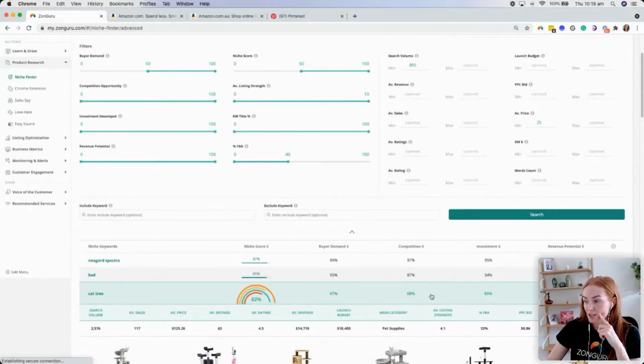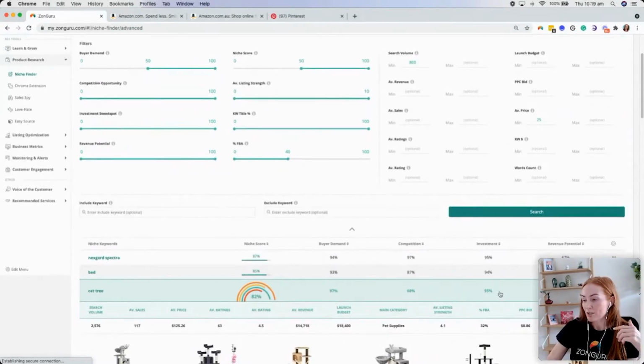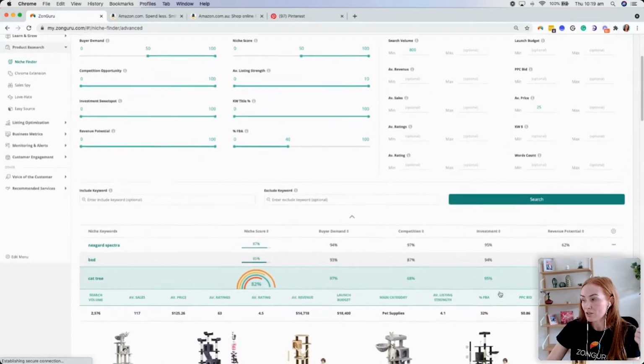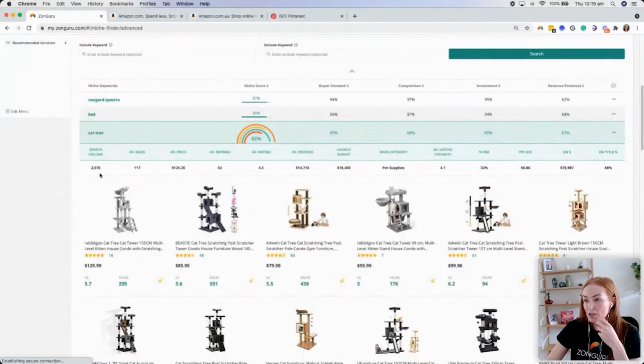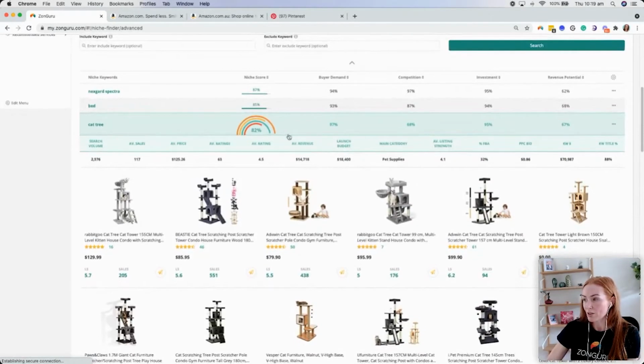Competition's not too bad. So remember, the higher the better. If that number was 20 or 30%, it would mean it would be quite competitive. But at the moment, there seems to be a lot of room there. Investment sweet spot. That means that for an investment of 10 to 15,000, this one's pretty much bang on. And revenue potential, so it's showing healthy revenue potential, and you can see a solid search volume for Australia. That's very healthy. You've got so much information there. And that's the third one down.